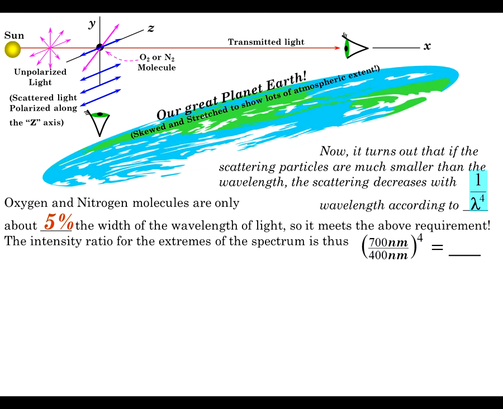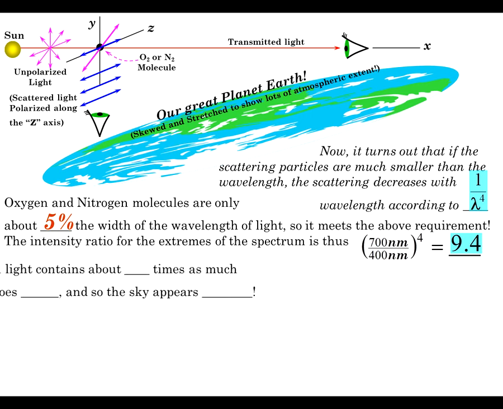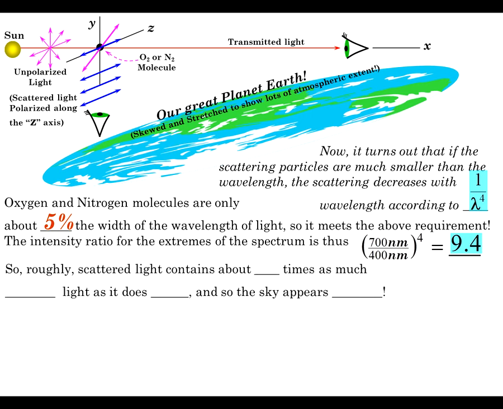And so if we consider now how much more blue light is scattered than red light, we can just put the wavelengths into a ratio, 700 to 400, approximately. Red light is usually around 700. Since it's inverse, we do the red over the blue. You can do the other way too, it just depends how you want to look at it. But this ratio, this fraction to the fourth power, is 9.4. So what that says is there's about 9 times as much blue light scattered as red light.